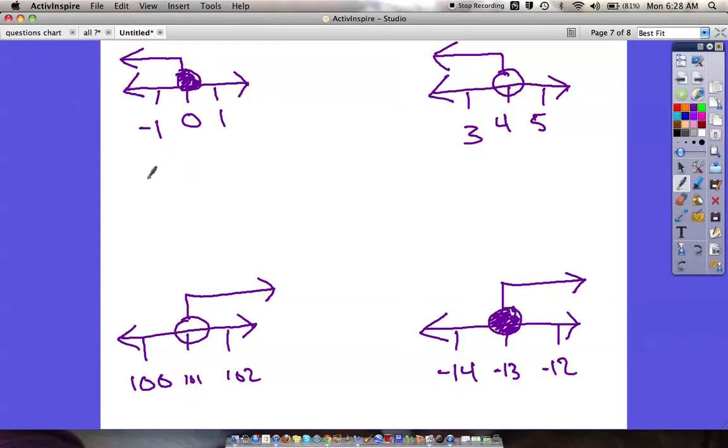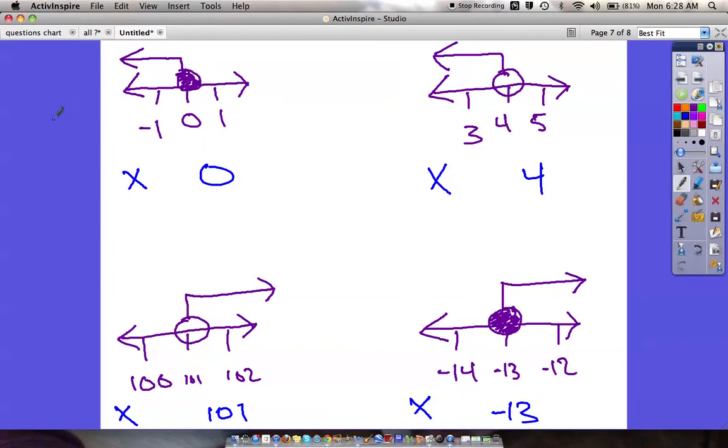All right, let's take a look at this first one here. And again, actually what I'm going to do is go through and write all the x's first, because I know we're going to start with the x, and then I'm going to put the circled number on the other side, so that would be 0, that would be 4, that would be 101, and that would be negative 13.